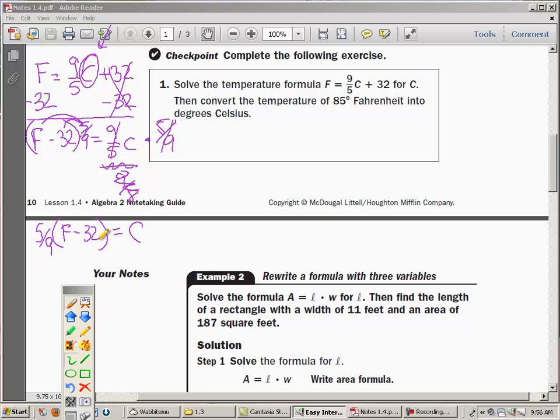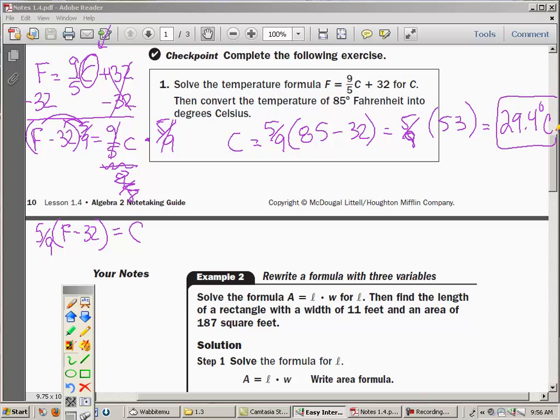So from there it says the Celsius temperature is equal to 5/9 times the Fahrenheit temperature, which is 85 minus 32. Well, 85 minus 32 happens to come out to 53. And then 5/9 of 53 comes out to approximately 29.4 degrees Celsius. All right? And so 29.4 degrees Celsius is exactly 85 degrees Fahrenheit.